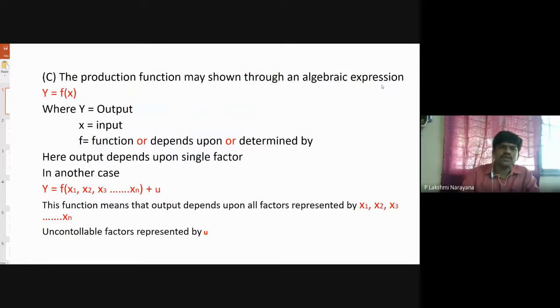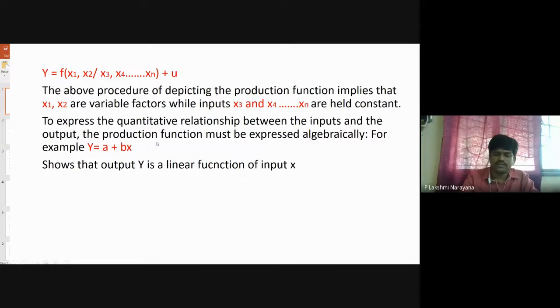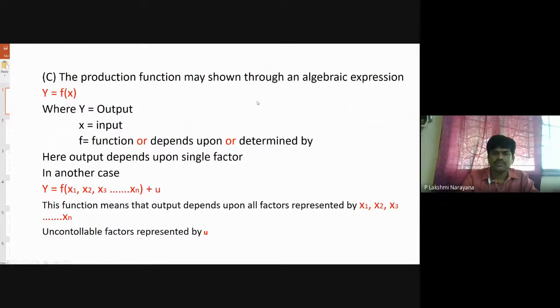Another form is that the production function may be shown through an algebraic expression. You can write this type of algebraic expression as y is equal to f of x, where y is equal to output, x is equal to input. F refers to function, or depends upon, or determined by. So you can read the functional relationship f as function, or depends upon, or determined by.